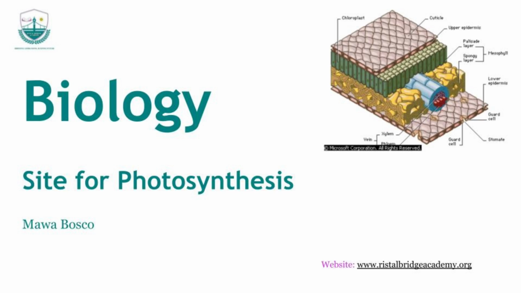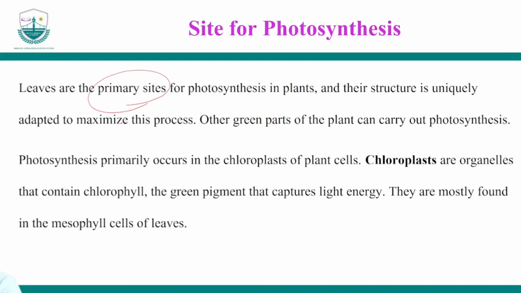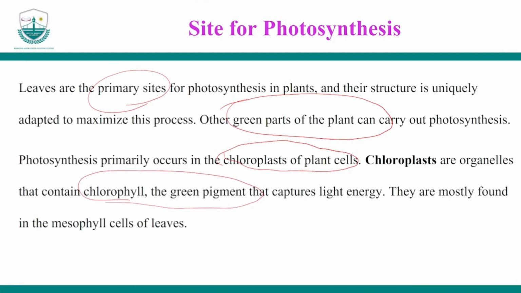So leaves primarily, that is very important, are the sites for photosynthesis in plants. But other green parts of the plant can also carry out photosynthesis. Remember, chloroplasts are found in plant cells, but not found in animal cells. That is one very important difference there. The chloroplasts are the organelles that contain the green pigment that absorbs the sunlight, and are mainly found in the mesophyll cells of the leaf.